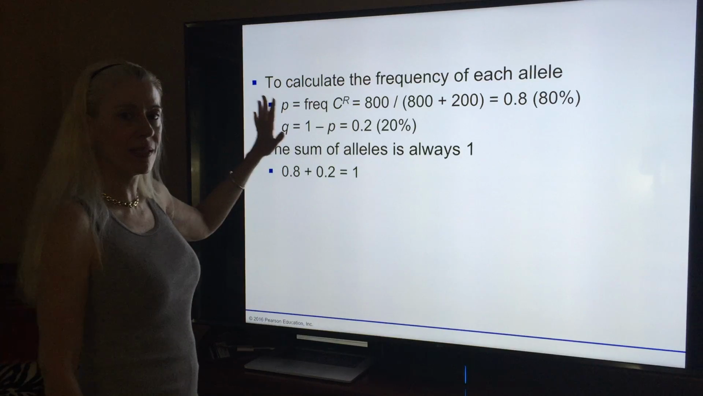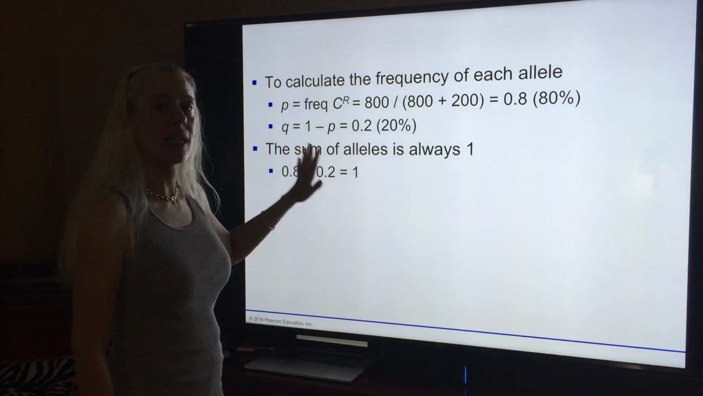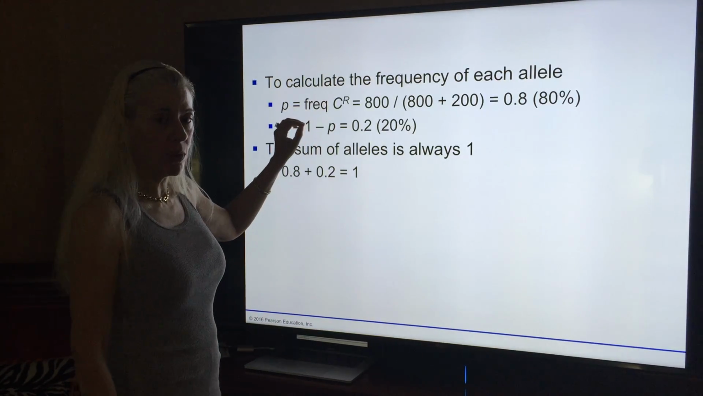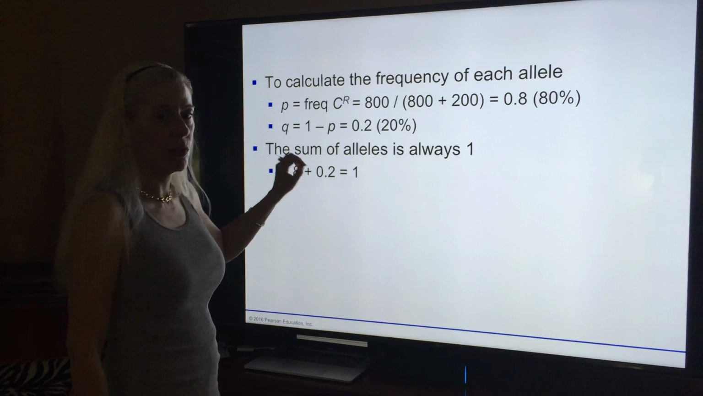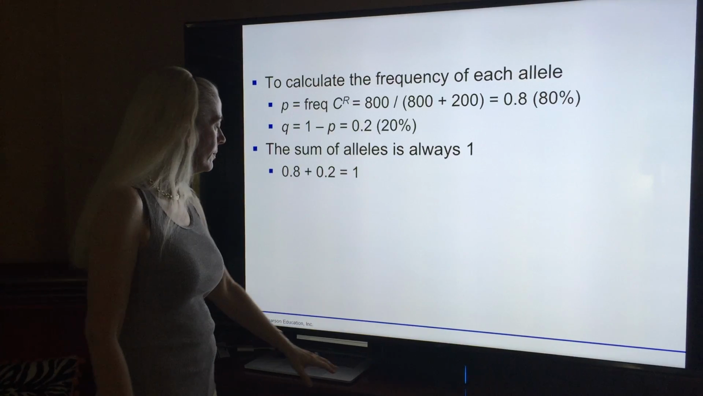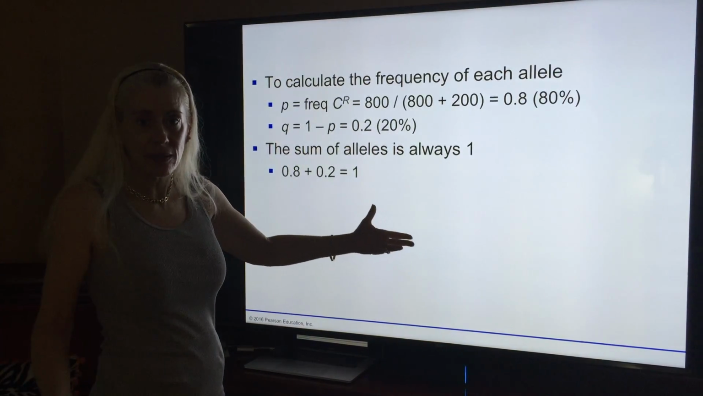P is going to stand for the dominant allele. Q is going to stand for the recessive allele. P is going to stand for the dominant. Q is going to stand for the recessive, okay? And the number of alleles in a population is always 1. It's like 100%.